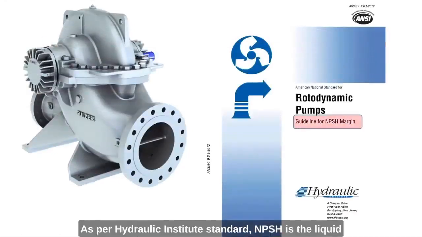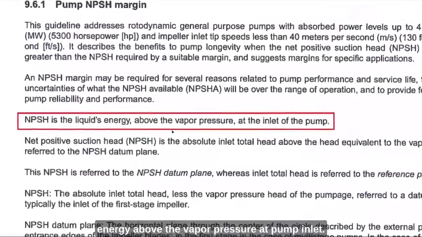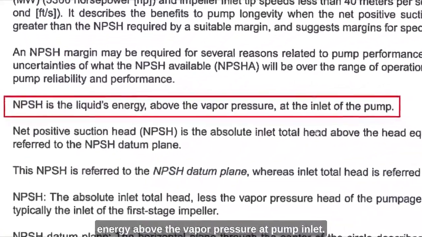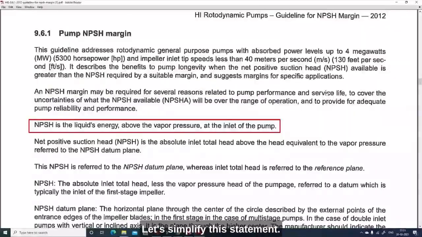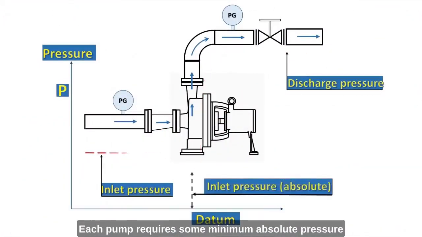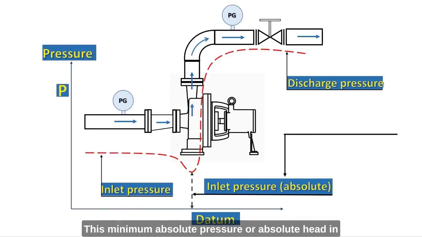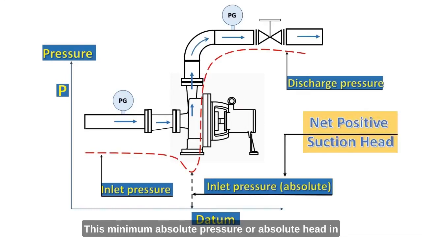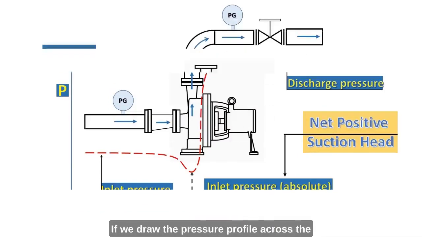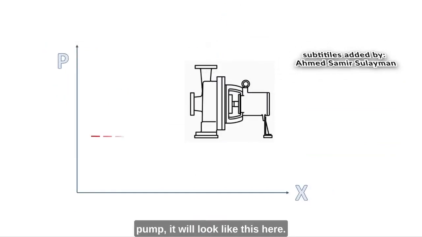As per Hydraulic Institute standard, NPSH is the liquid energy, above the vapor pressure, at pump inlet. Let's simplify this statement. Each pump requires some minimum absolute pressure at pump inlet to avoid cavitation. This minimum absolute pressure, or absolute head in terms of height of liquid column, at pump inlet is known as net positive suction head. If we draw the pressure profile across the pump, it will look like this.